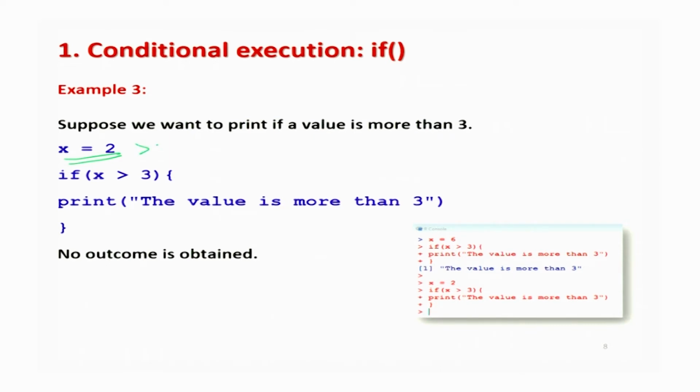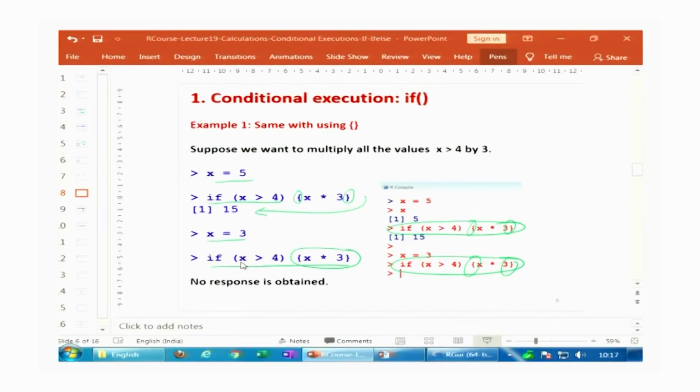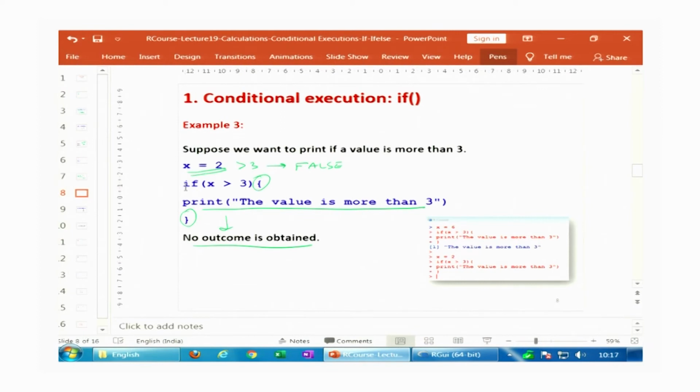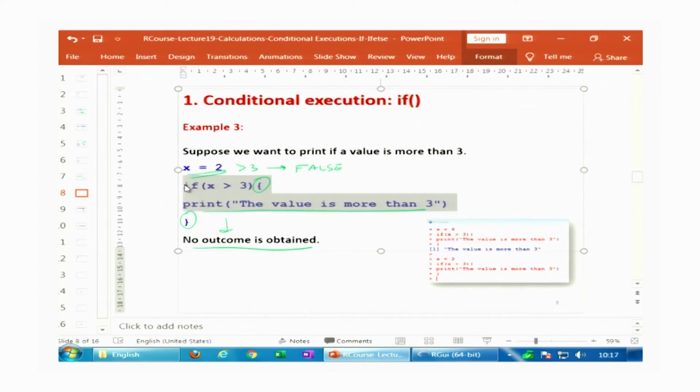2 is greater than 3, this condition here is false. And so, this condition is false. So, whatever is written inside these curly brackets will not be executed. So, if you try to execute it here, no outcome is going to be obtained. So, let us try to do this example on the R console, and then we will see what happens.